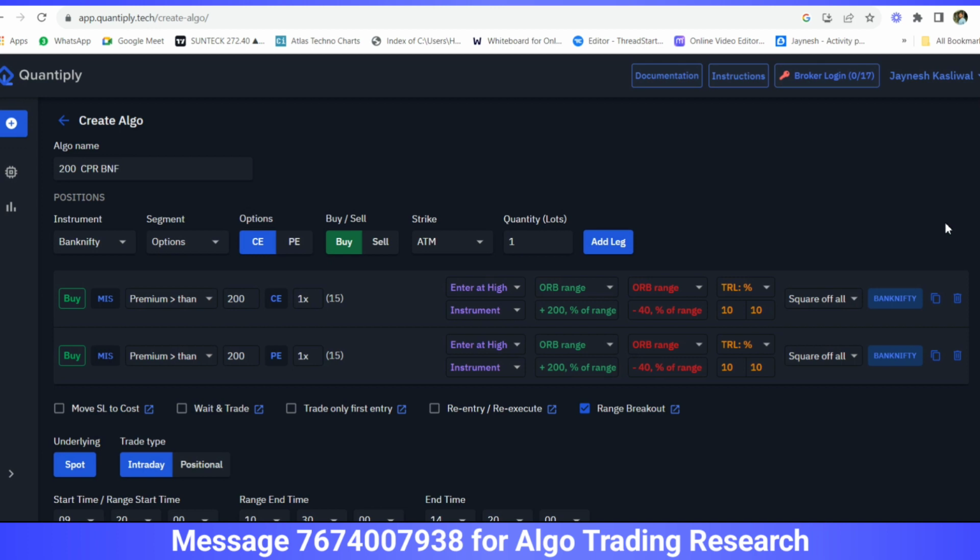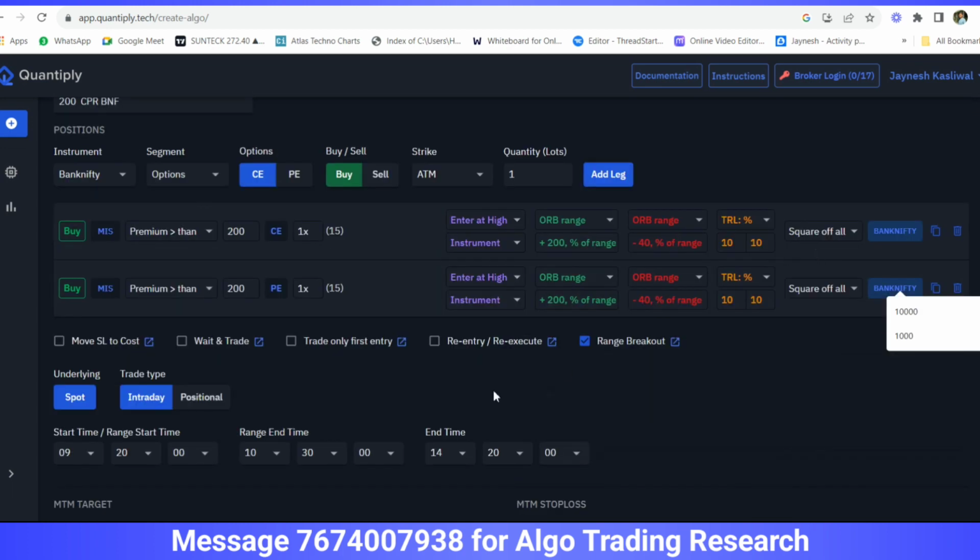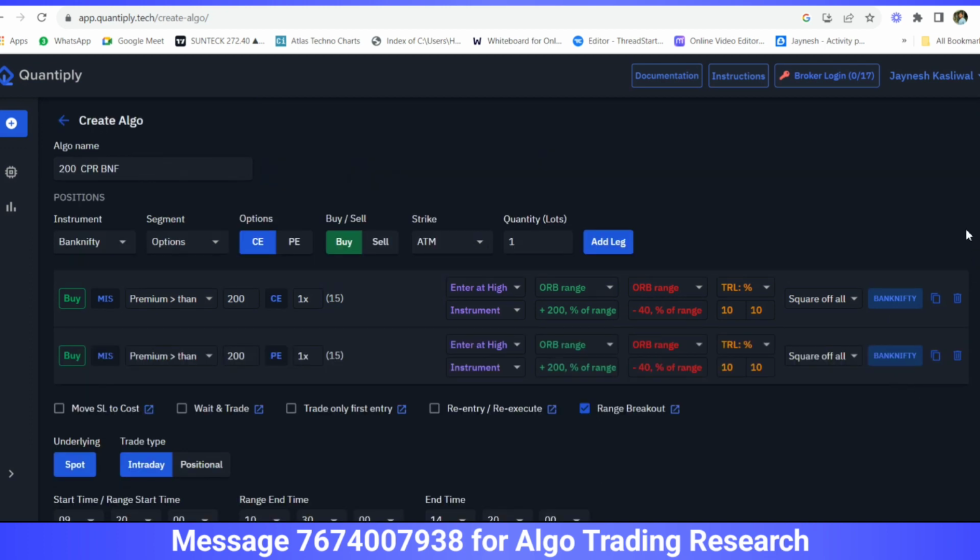I have given you the idea about how you design the strategy and how you can optimize it. You just have to tweak things by changing the ORB range targets, the stop losses, the trailing stop losses, or by using the lock and trail feature. You can also add re-entry and re-execute features if you want, if you are finding the results good in case of option buying strategies here.